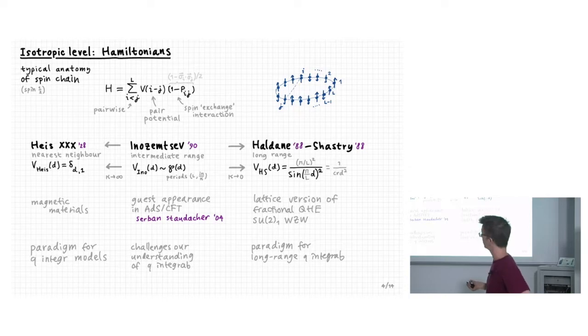Now, in terms of quantum integrability, of course, the Heisenberg model is a paradigm for quantum integrable models in general. The Haldane-Shastry model instead is a paradigm for long-range quantum integrable models. It has a very, very special structure, as I already mentioned through these properties here, and I'll show you a little bit more of this. And the integrability here looks rather different. The Inozemtsev spin chain is actually quite interesting because it really challenges our understanding of quantum integrability. So we believe that this is quantum integrable, but it's not really known whether this is the case.